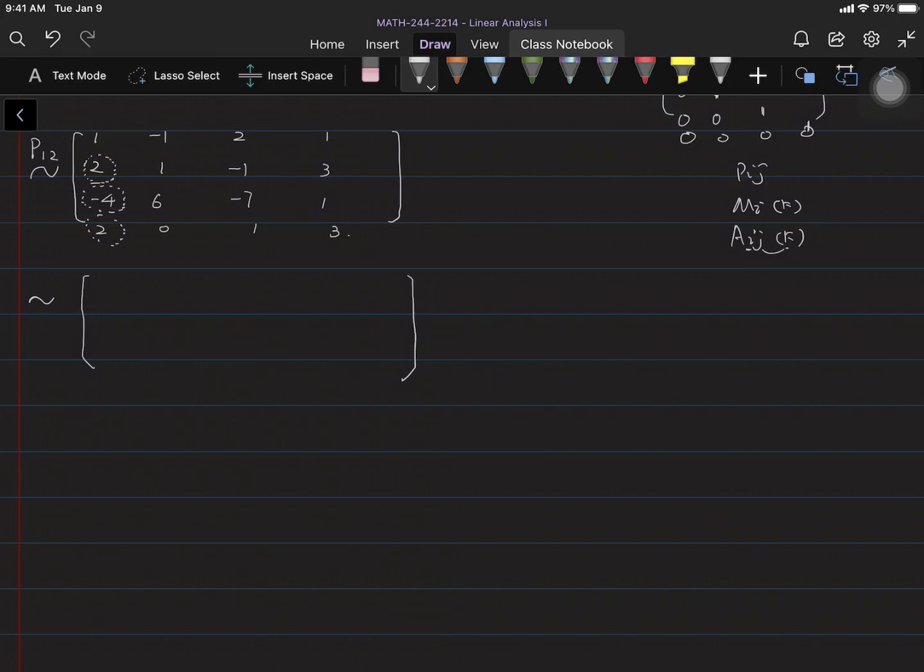It's like if we use the first row times -2 add to the second row. So it becomes what? The first row doesn't change, keep the same thing, but if we use the first row times -2 add to the second row, 0. Why we times -2? Because this number is positive 2. We want to make that into 0, so we have to times -2.